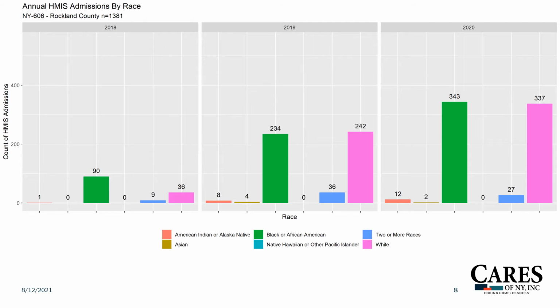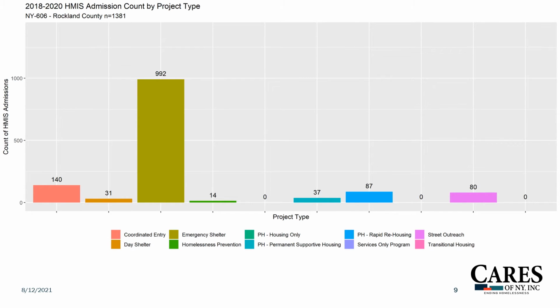So this visualization ties back to the point from our executive summary, where the bulk of our admissions are from programs that are emergency shelters, and the next most popular program type was coordinated entry, with the most growth seen in 2020, which we'll be able to see momentarily.